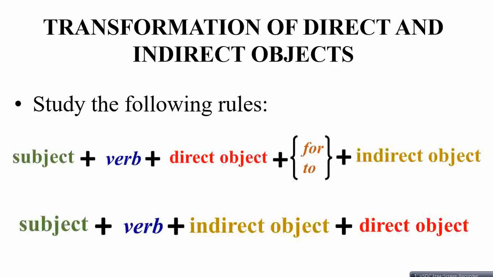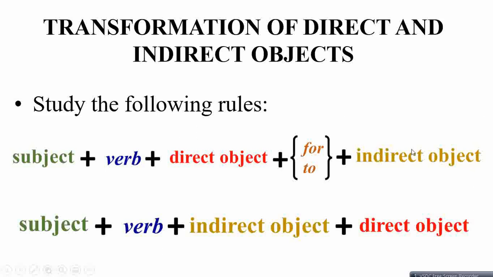Now let's look at some sentence construction formula rules so that we know how to construct such sentences. Starting with the first one, where you have the subject followed by the verb, then comes the direct object. And we know when your direct object is first, it must be followed by some preposition. And the two prepositions that we just looked at are for and to. It can be either. And then comes your indirect object.